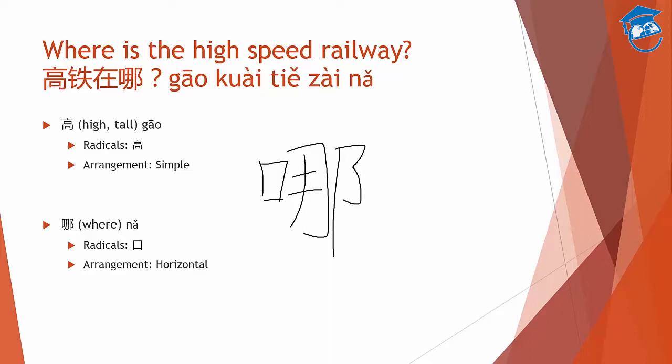This should be simple because you have learned how to write all the components here in the previous lessons. So when you say 高铁在哪儿? It is asking high-speed railway at where.